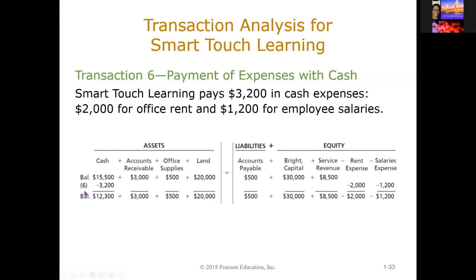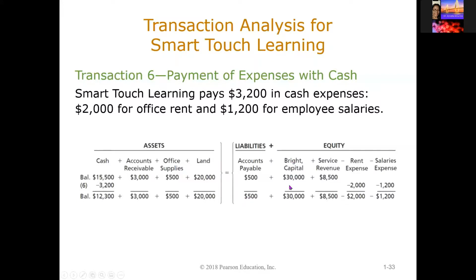So that will actually decrease your cash. So now cash is at $12,300. You have your accounts receivable, plus the office supplies, plus the land. These are all your assets. Cash, accounts receivable, office supplies, plus land. Your liabilities are accounts payable, which is the $500.